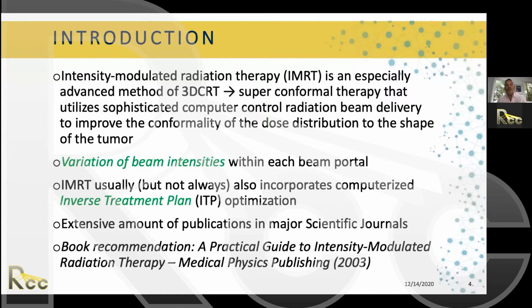This is a book recommendation. It's called A Practical Guide to Intensity-Modulated Radiation Therapy, by Medical Physics Publishing. It was done in 2003. You would think that it's a little too old, but actually this book was written by people from Memorial Sloan Kettering in collaboration with other people, and it describes our experience at MSK when we started implementing IMRT back in 1995. Actually, I think it was the very first IMRT treatment we did. So it goes through every single thing. It's a good book to read.